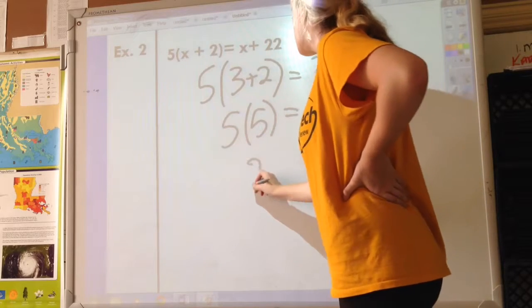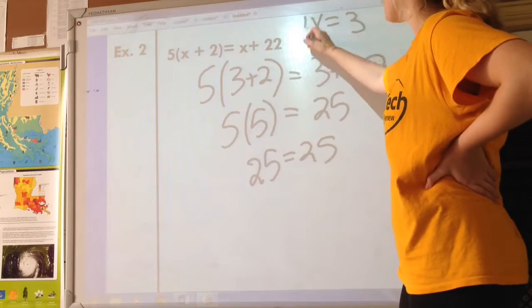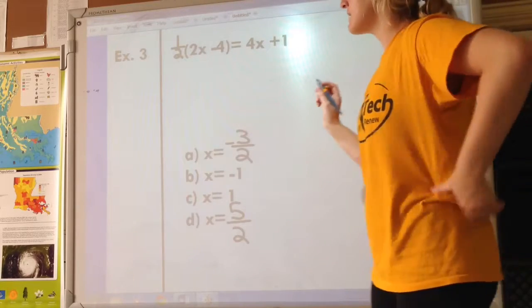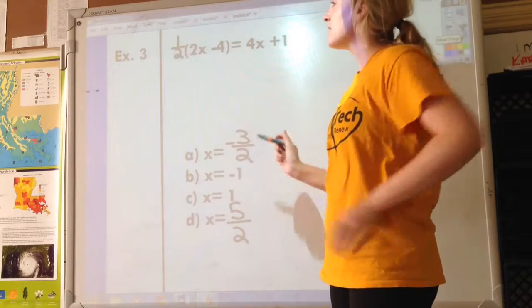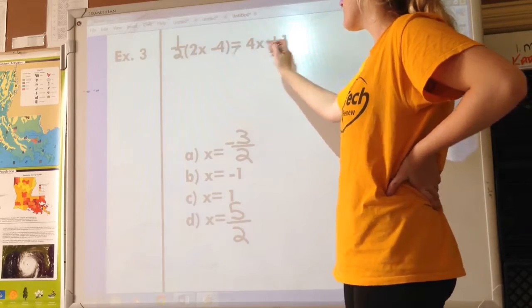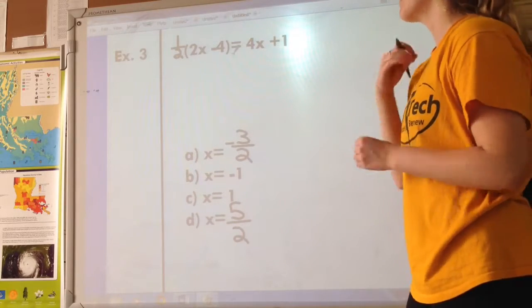5 times 5 is 25, and since both sides equal 25, I know that I was right by saying x equals 3. Let's do another one. All right, guys, go ahead and write example 3 down: 1/2(2x - 4) = 4x + 1. Don't freak out about the fraction. This is the same process.